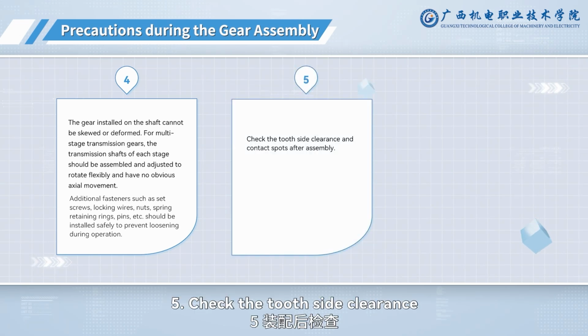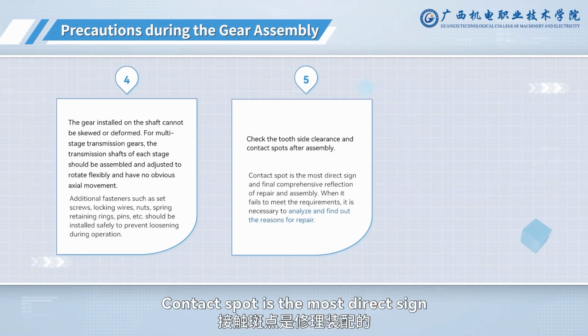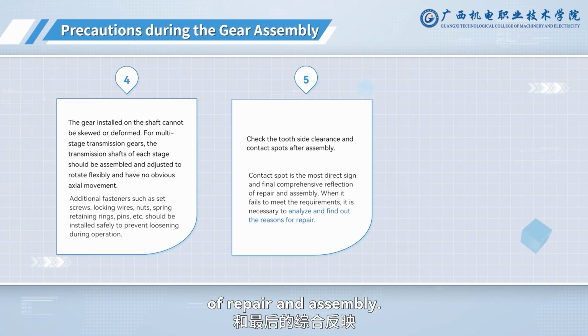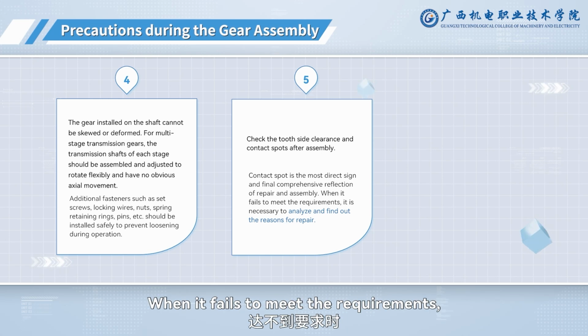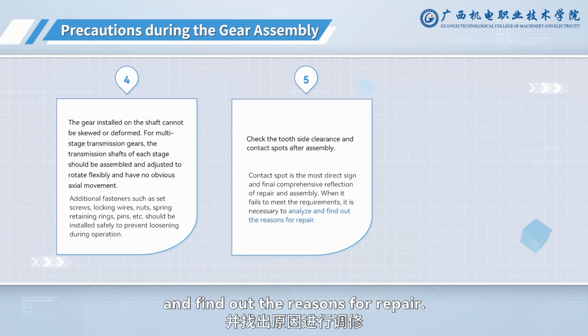5. Check the tooth side clearance and contact spots after assembly. Contact spot is the most direct sign and final comprehensive reflection of repair and assembly. When it fails to meet the requirements, it is necessary to analyze and find out the reasons for repair.